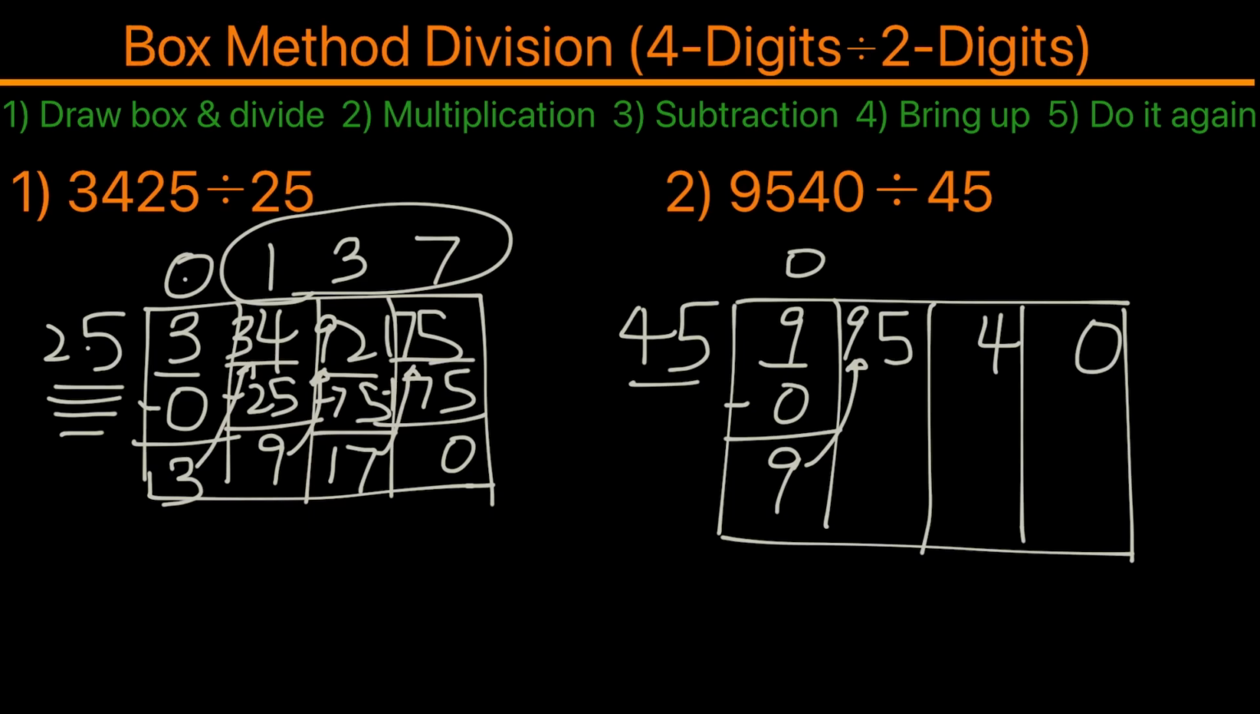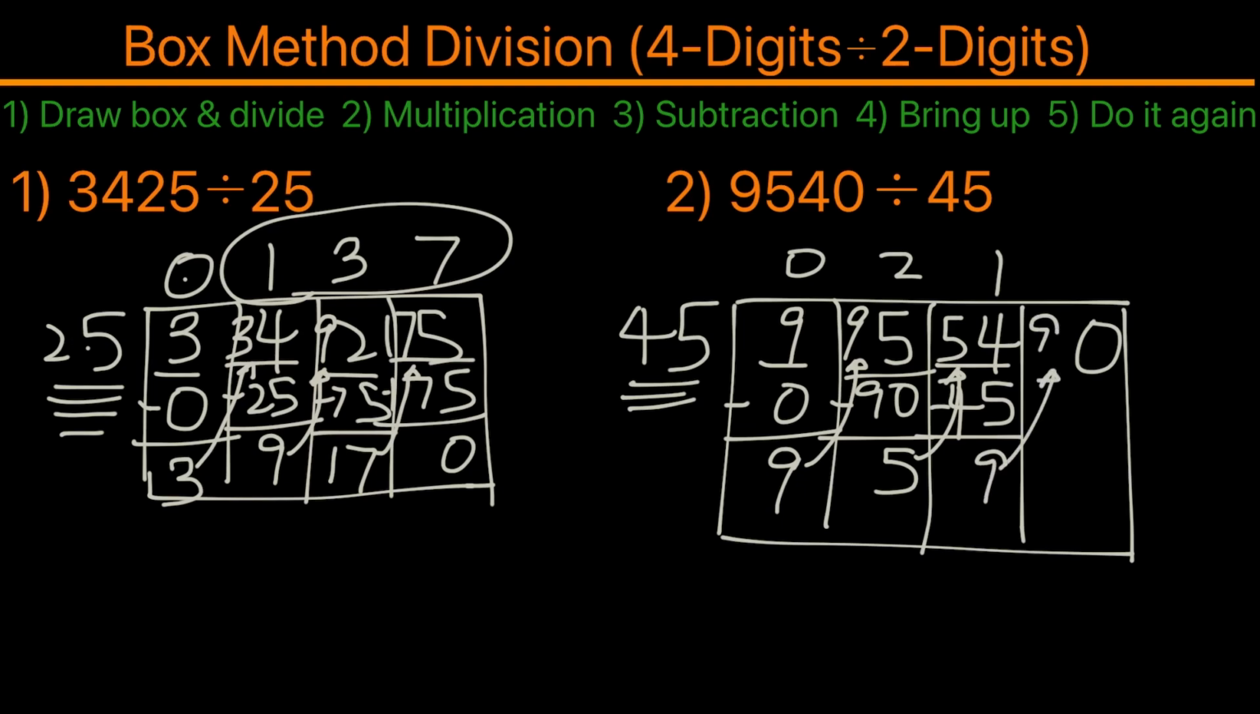So now we have 95 divided by 45. And 45 times 2 equals 90. So 95 minus 90 is 5. Then we'll bring up the 5 again. Now we have 54 divided by 45. And 1 times 45 is 45. And 54 minus 45 is 9.